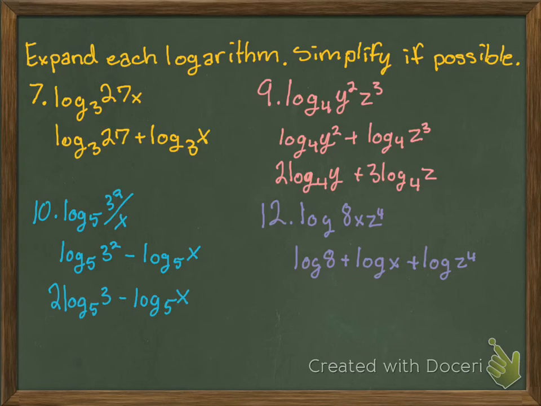What's my next step? The exponent on z. What am I going to do with that exponent? Move it to the front, into the a position. Not into the very front, but just on the front of the log that it's with. So log of 8 plus log of x plus 4 log of z.